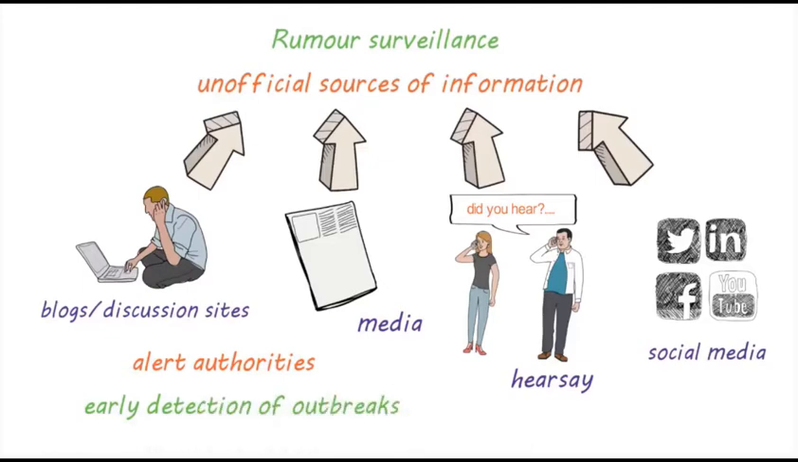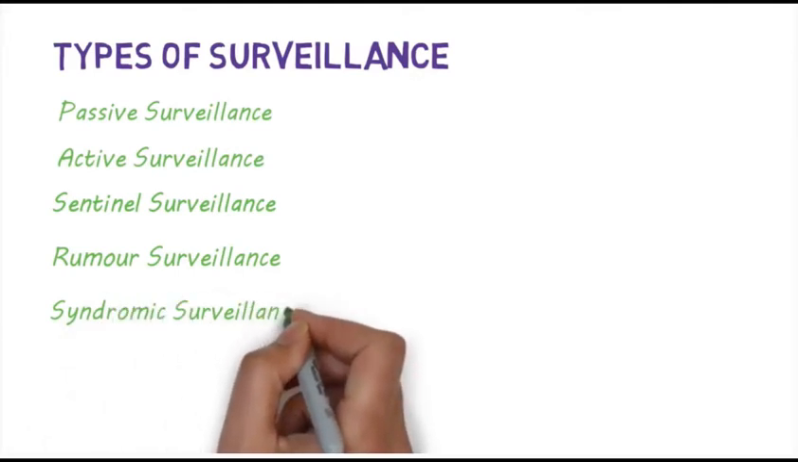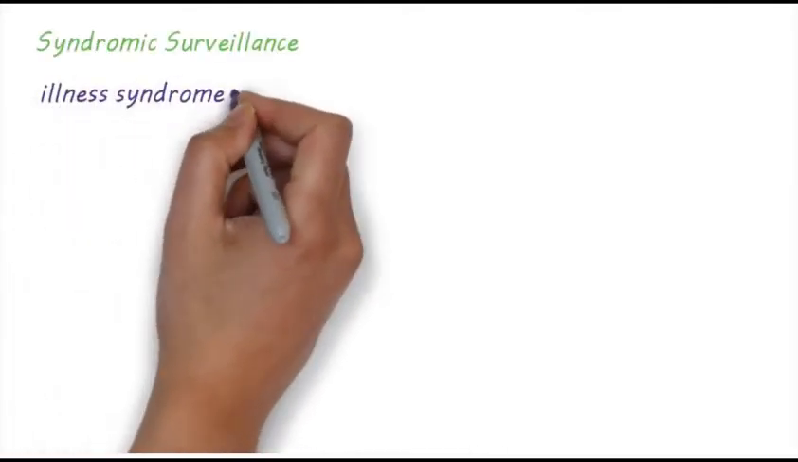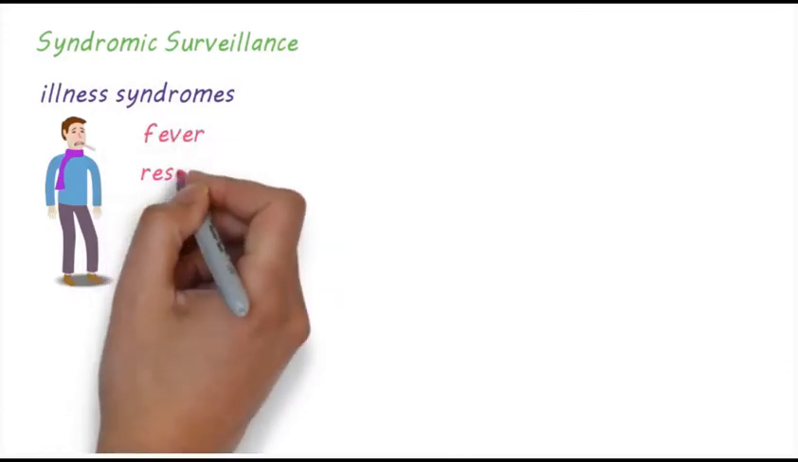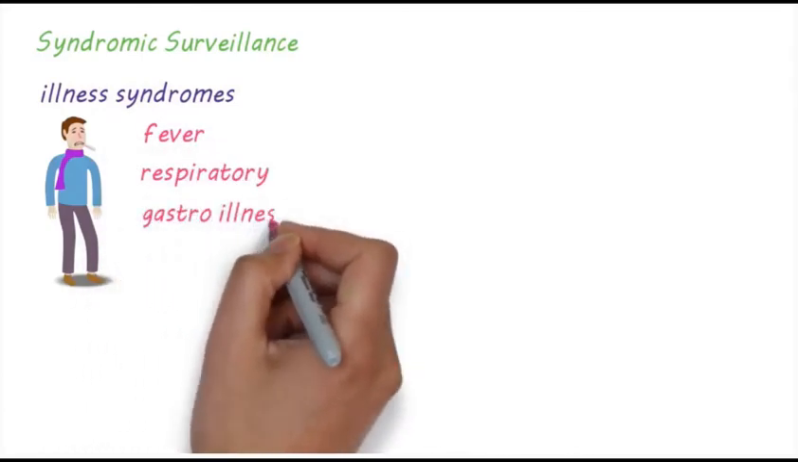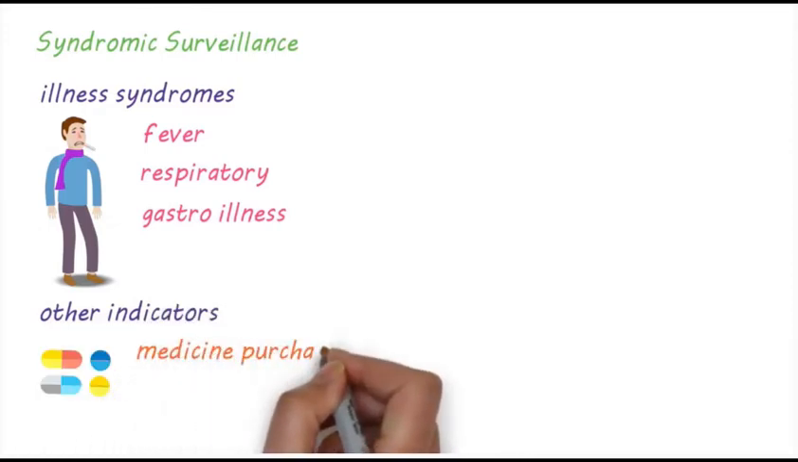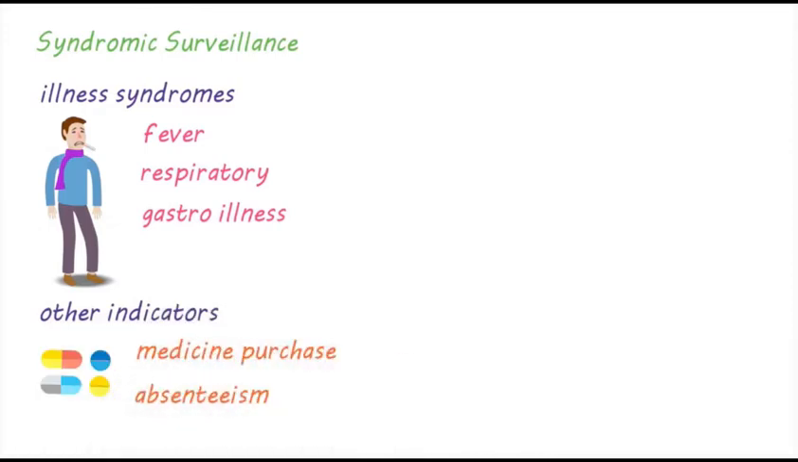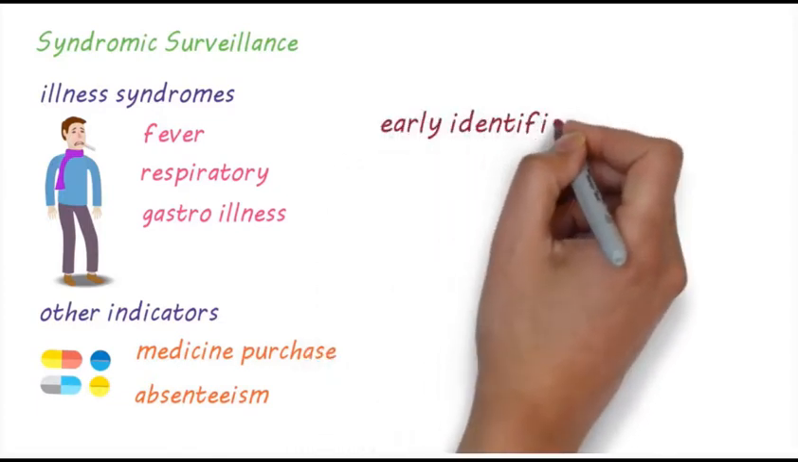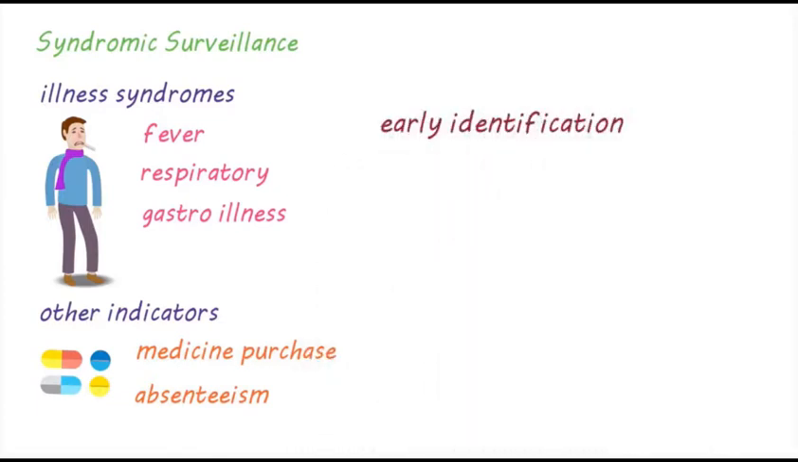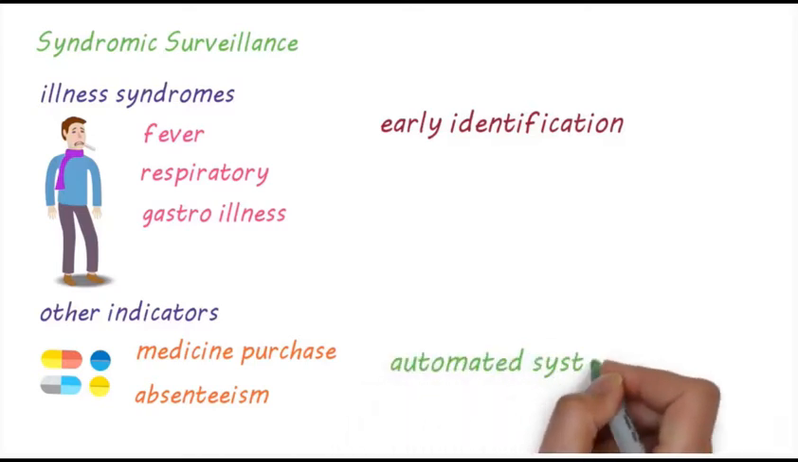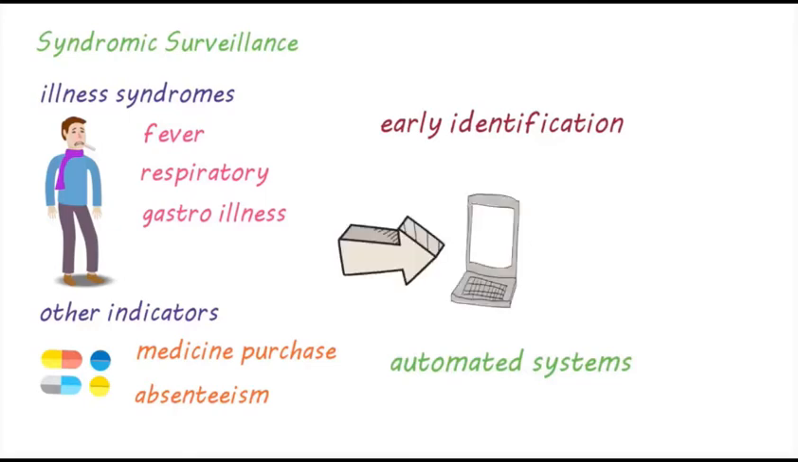The next type of surveillance is syndromic surveillance. This involves monitoring non-specific syndromes like presentations for fever, respiratory or gastrointestinal illness, or other indicators that might highlight illness like the purchases of medicine or absenteeism from work or school. The aim of this is to allow early identification of clusters of illness before diagnoses are confirmed and reported to public health agencies. Syndromic surveillance usually relies on automated electronic methods.